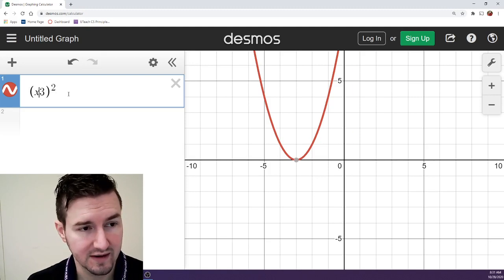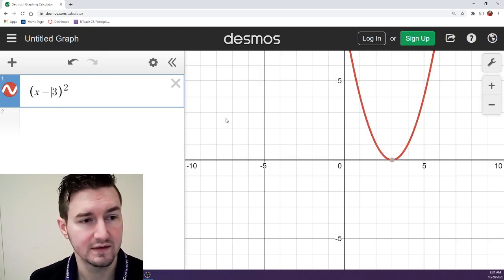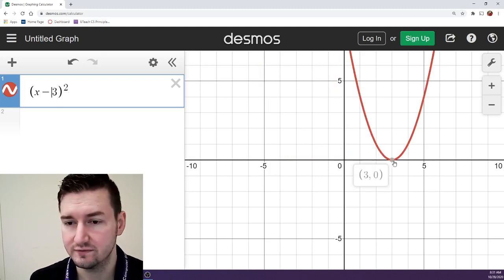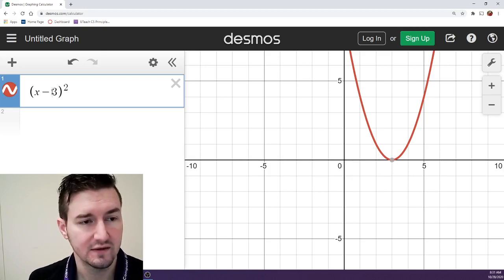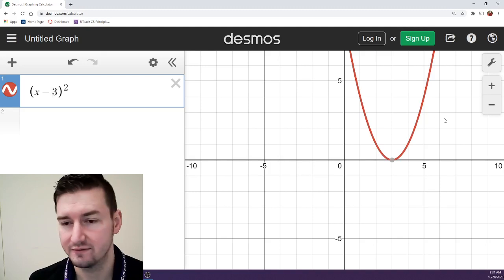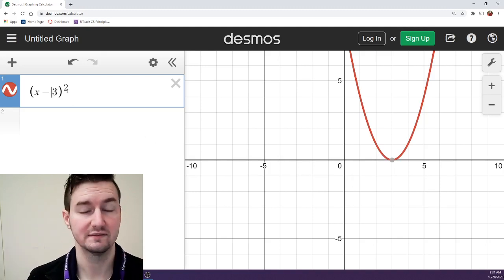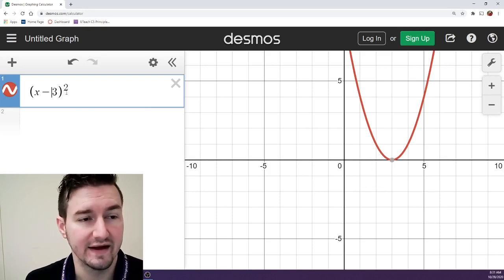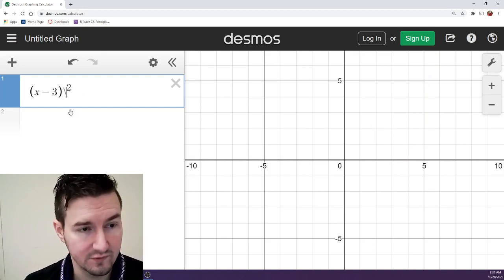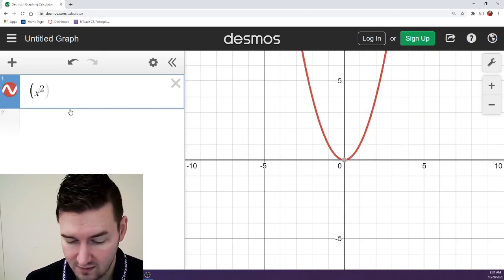And you can probably guess what happens if we subtract 3. You're right, it moves to the right. All right, so if we add 3, it moves it to the left. If we subtract 3, it moves it to the right. But it has to be inside parentheses. It has to be inside the x. So if you want to move it up and down, it has to be out here on the end. All right, so that's 2 of our transformations.